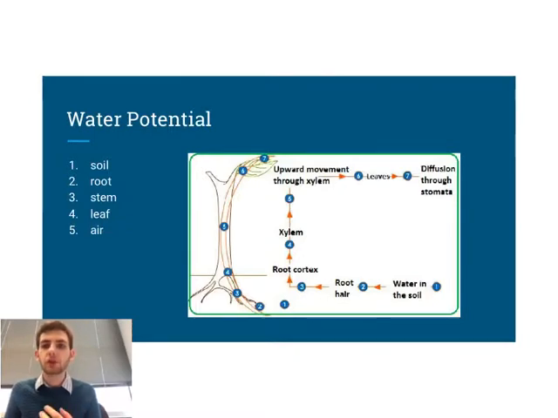Quick review of water potential. Remember, water is going to move from an area of high water potential to an area of low water potential. And just to summarize this diagram here of how it looks, you typically go from the soil to the root, stem, leaf, and air. And this is going from an area of high water potential to an area of low water potential, or high concentration to low concentration. And remember, osmosis facilitates this movement of water across cell membranes.